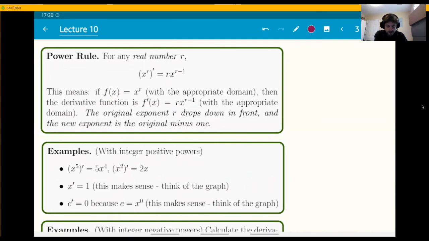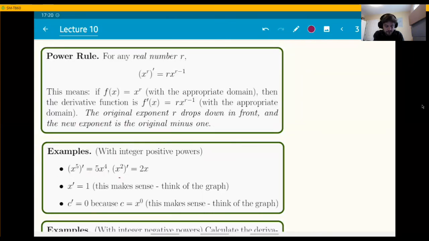Think of it this way: the original exponent r actually drops down in front of the expression. You see that the r is now in front, and the exponent, which was r for the original function, is now r minus 1, so it's the original minus 1. This may help you remember this formula. So here are a few examples where r is a positive integer. The derivative of x to the 5 is 5 times x to the 4th. And the domain here would actually be any x. These expressions make sense for any x.